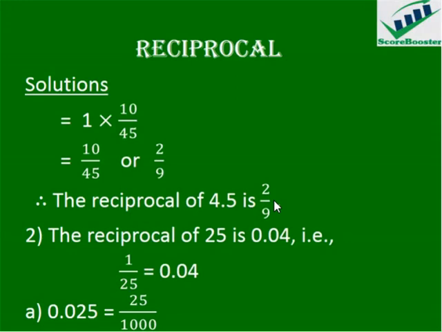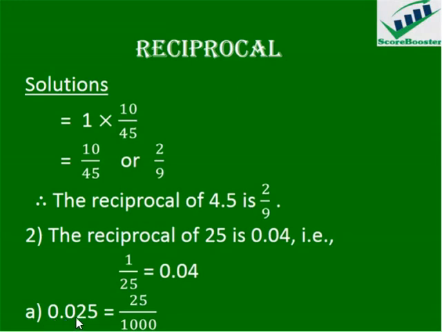Now we'll move to the second question. We were told that if the reciprocal of 25 is 0.04, then what is the reciprocal of 0.025 and 2,500? So the reciprocal of 25 is 0.04, that is 1 over 25. You know, the reciprocal of 25 is 1 divided by 25, which has been given as 0.04. So the first thing you have to do is what?